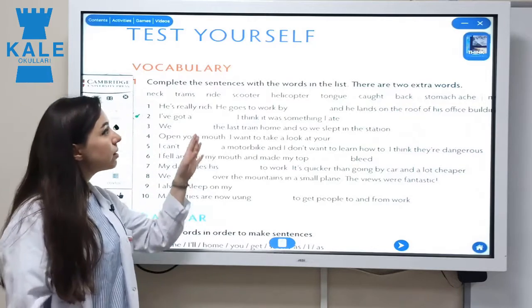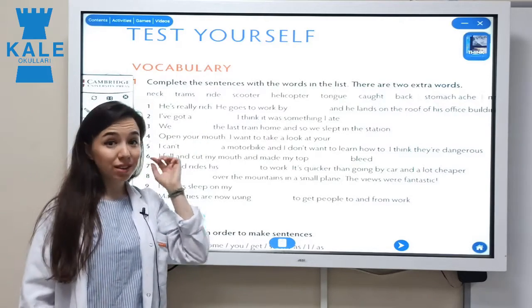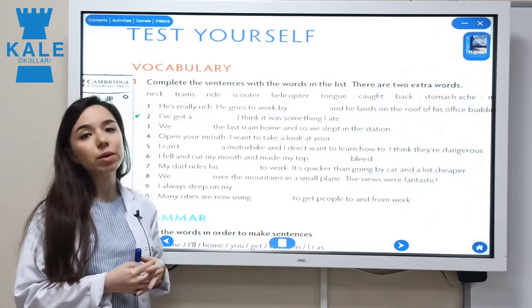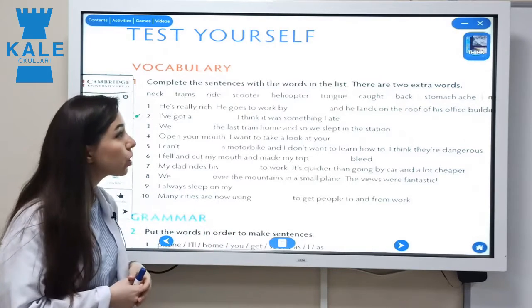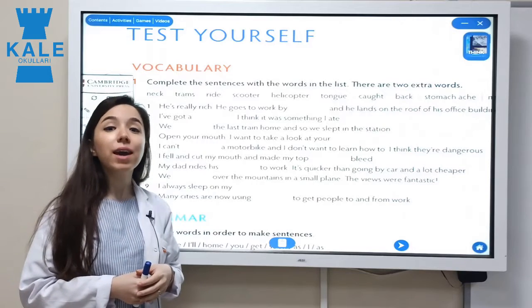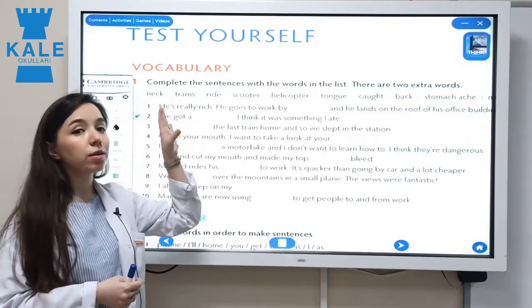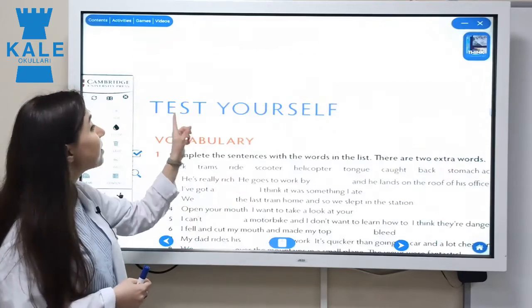Okay, so listen, now we are going to do something different. Start with something different, then again we will do some exercises from workbook and our book. This is the Think A2 book, and I'm going to start with what this Test Yourself is.